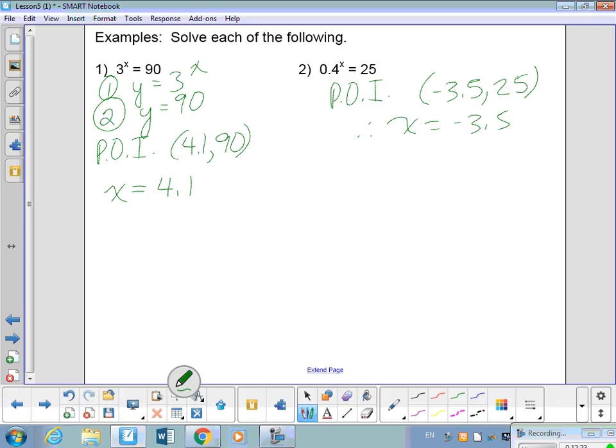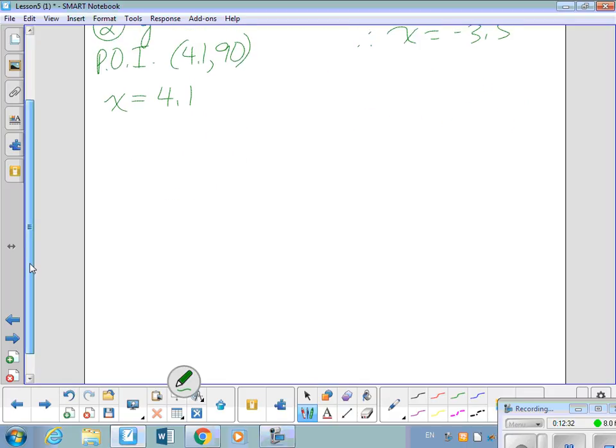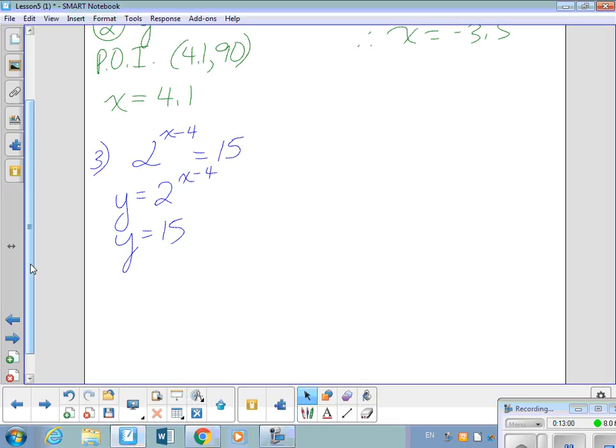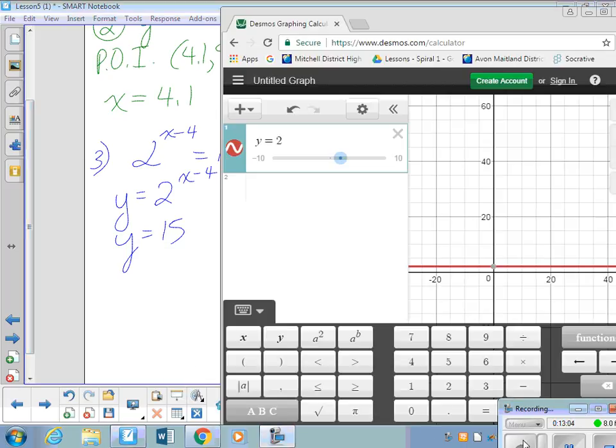Really straightforward. I think we have time to do one really quick question, and the reason is it's a little bit different, something that you might come across that might throw you off a little bit. That is when we have something such as, so this is the third example, 2 to the power of x minus 4 equals 15. So a little bit different, and the way it's different is that the base of 2 is to a power of x minus 4. So here are our two equations that we're going to enter, and again using Desmos, this is where the issue happens.